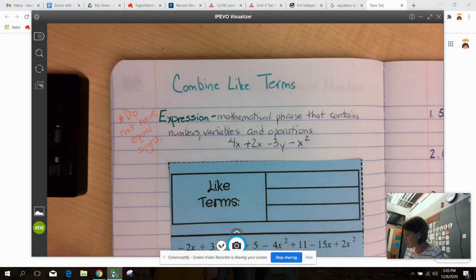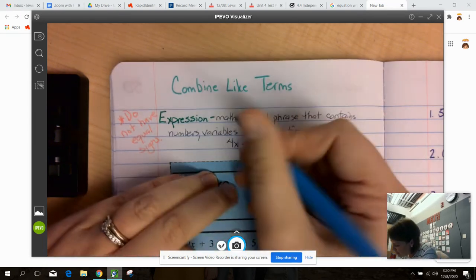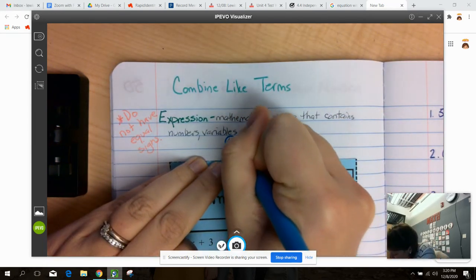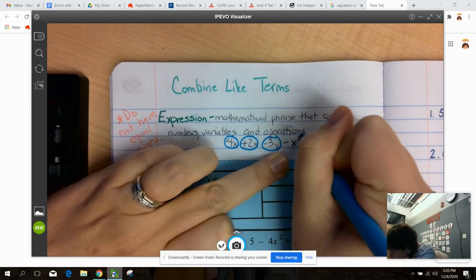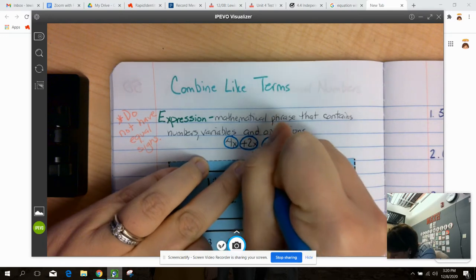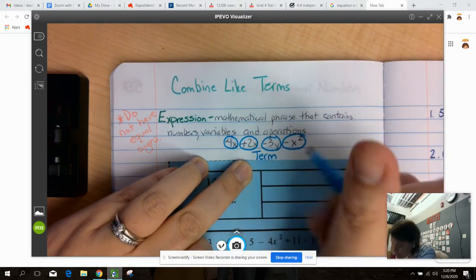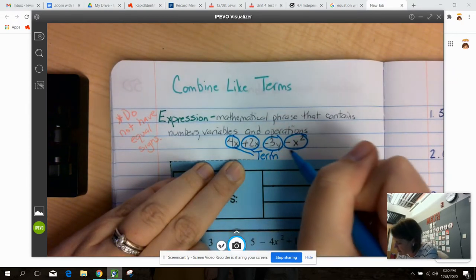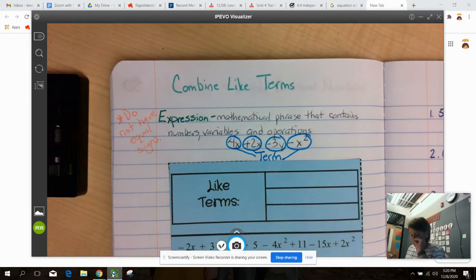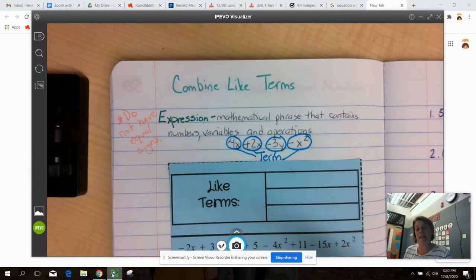So, terms. Each of these things is a term. Okay, those are all terms. So each of these is a term. So when we talk about combining like terms, we're talking about putting these things together. And there's a certain way we have to look at that.